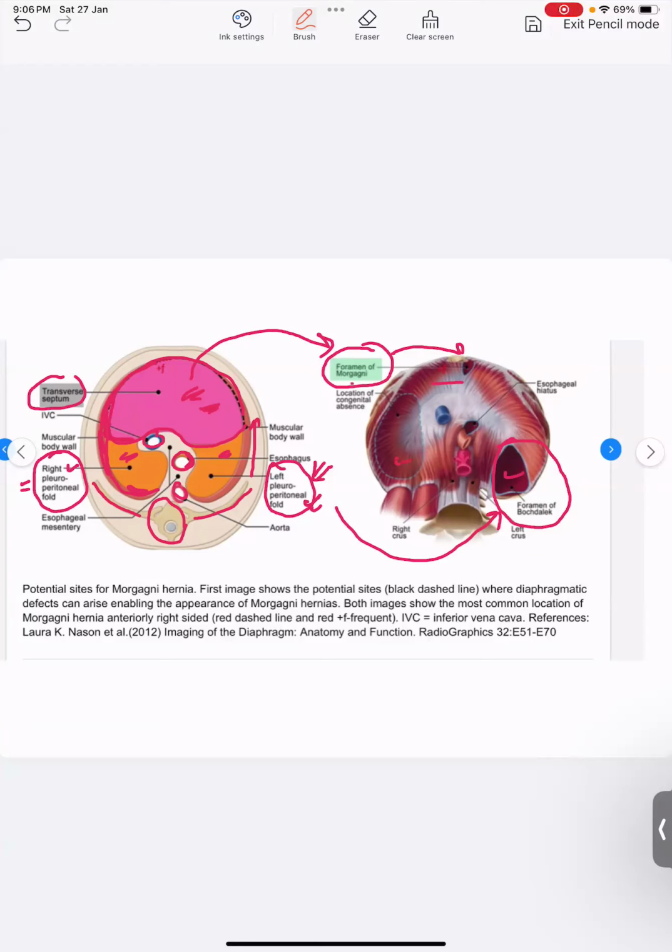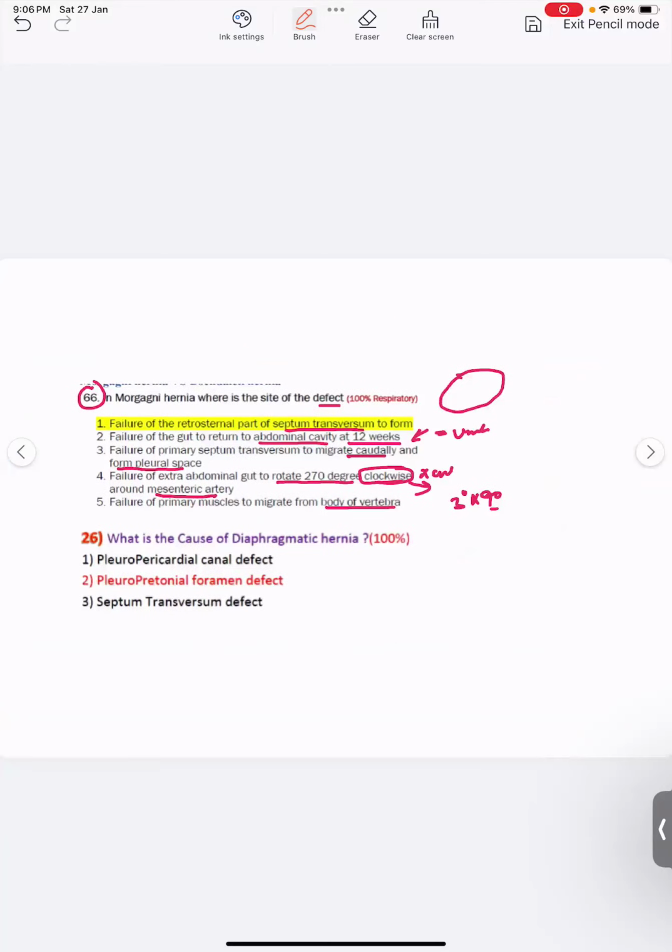See here, they have given the location of the congenital absence. Okay, now in your exam, you may get a question: where is the defect for the formation of the Morgagni hernia? Where is the defect for the formation of Bochdalek hernias, the diaphragmatic hernias which are most common? Okay, now keeping this diagram in your mind, let us solve this question.